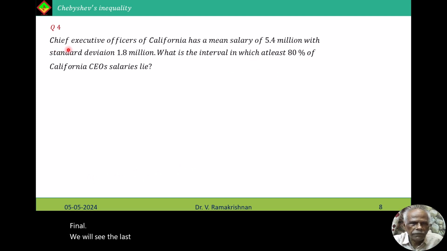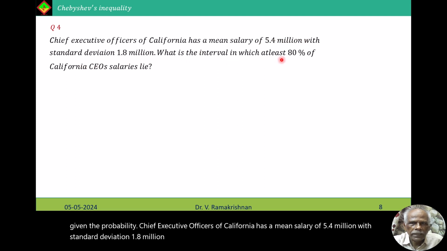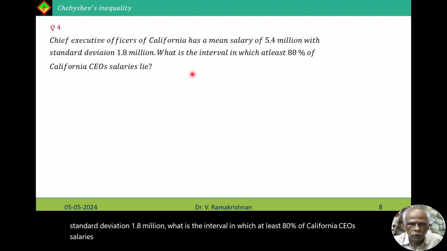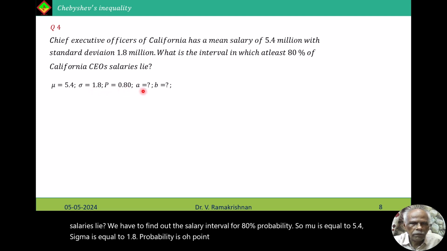Here the problem is different. We will have to find out the interval given the probability. Chief Executive Officers of California have a mean salary of 5.4 million with standard deviation 1.8 million. What is the interval in which at least 80% of California CEOs' salaries lie? We have to find out the salary interval for 80% probability. So mu is equal to 5.4, sigma is equal to 1.8, probability is 0.8. We'll have to find out A and B, lower and upper salary limits.